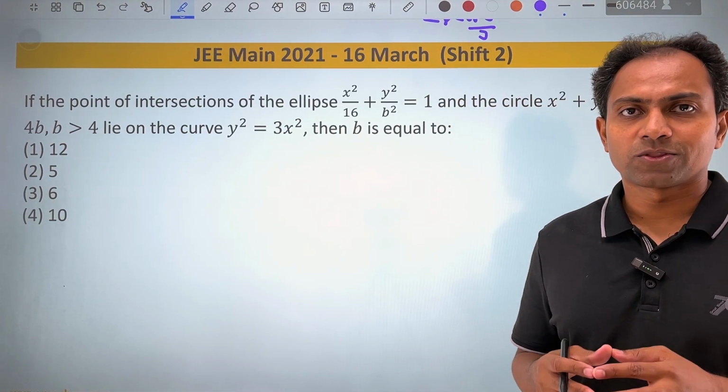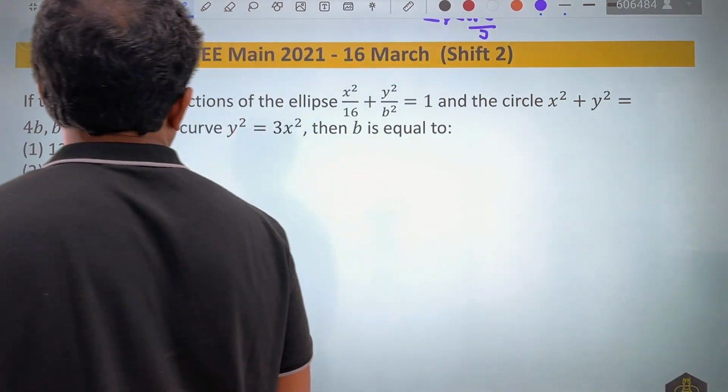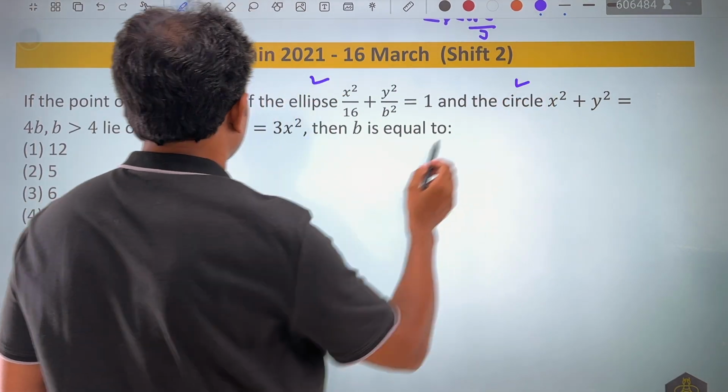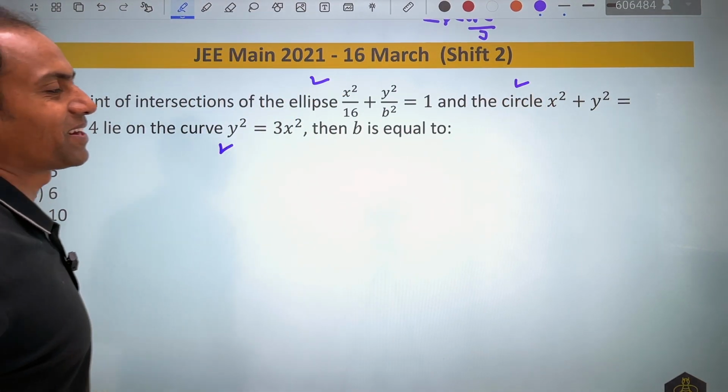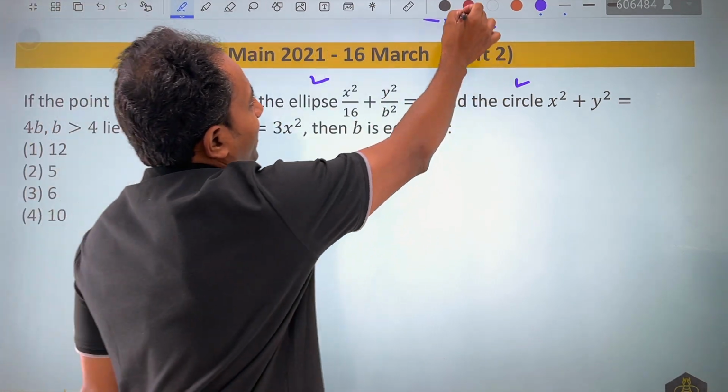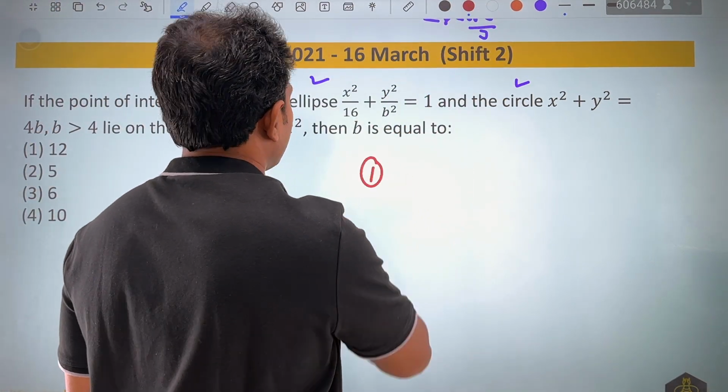Now in this 2021 question, you can see that they are talking about the point of intersection of 3 curves. There is an ellipse given, there is a circle given, and there is a parabola given. So there are 3 curves involved. Then they are asking the value of b, and because of these 3 curves involved, it becomes very simple.